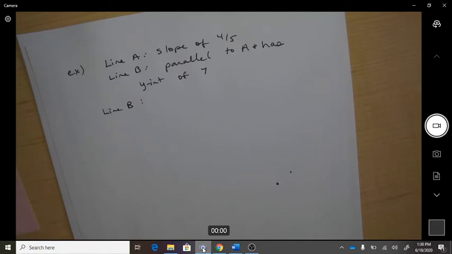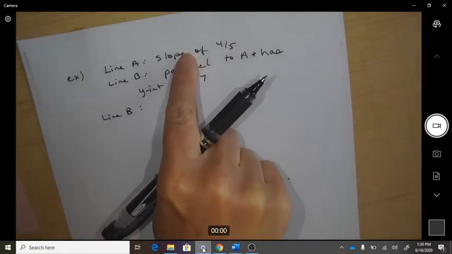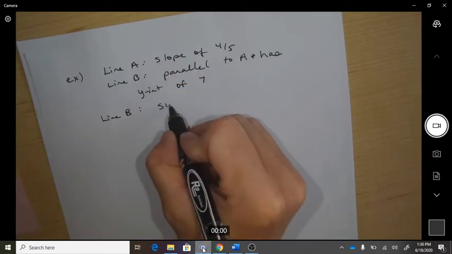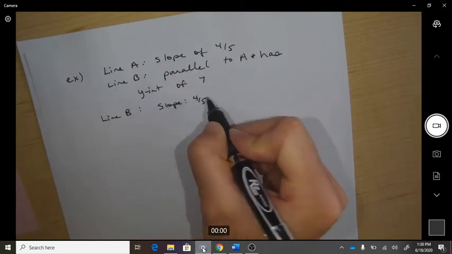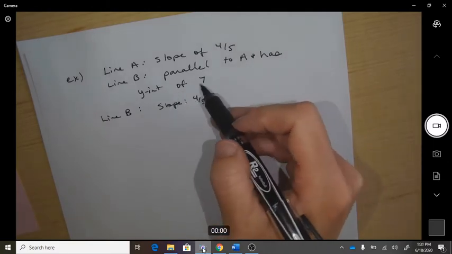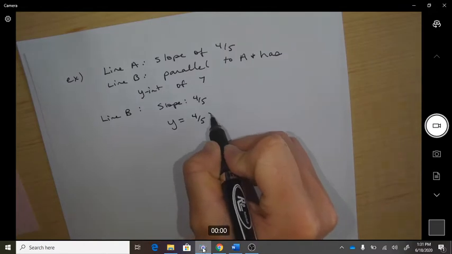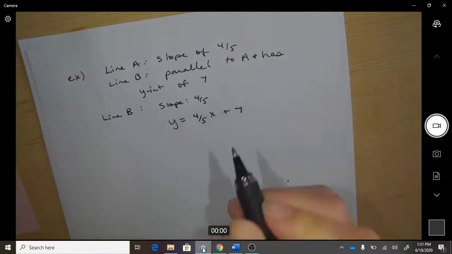Okay, so what do we know? It's parallel to A. So what's your conclusion about the slope? The slope would also be 4/5, and it has a y-intercept of 7, so I can write mx plus b.